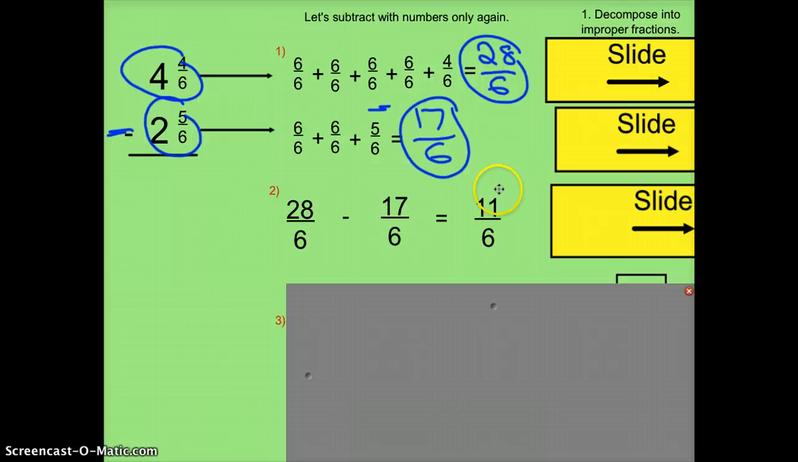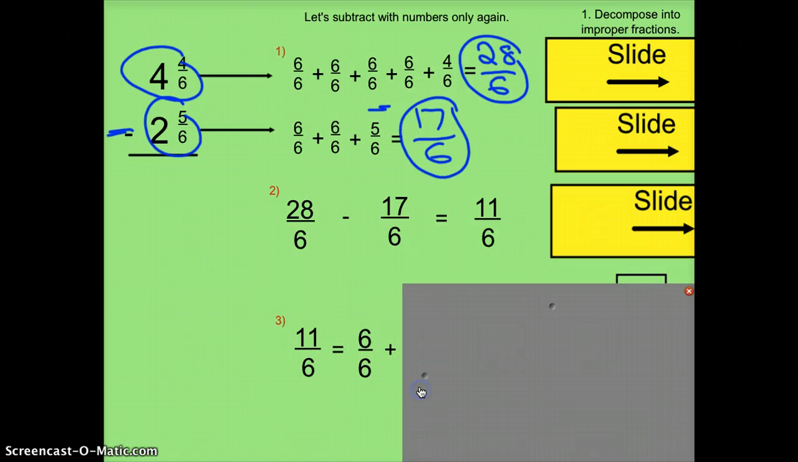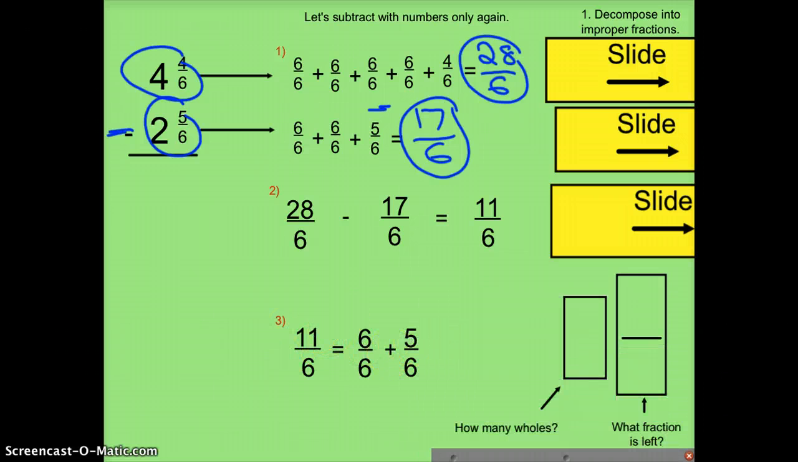I need to turn it into a mixed number. So here's 11/6 equals, I know I can take out one whole. If I add another whole, that's going to be 12. That's too many, so we'll add 5. 6 plus 5 is 11. Based on this number sentence, I should have one whole and 5/6. That's my answer, 1 and 5/6.